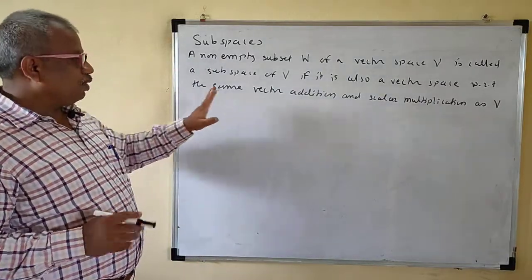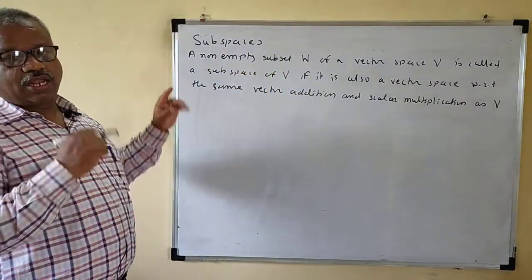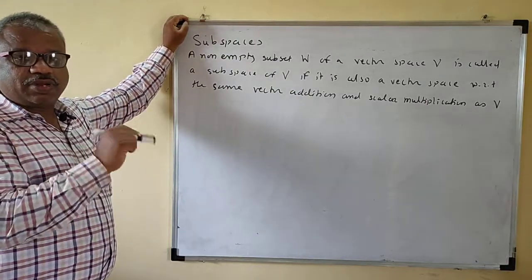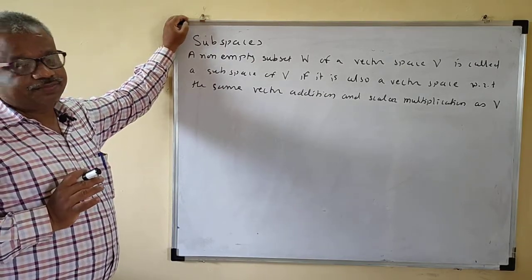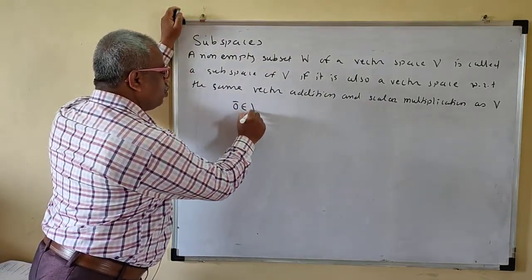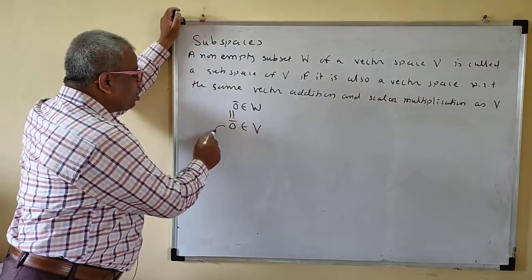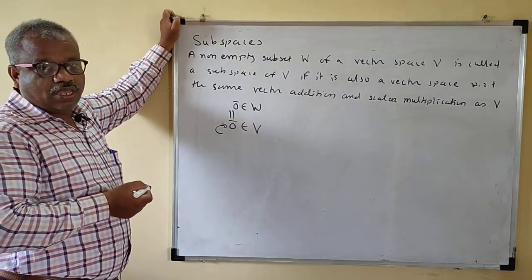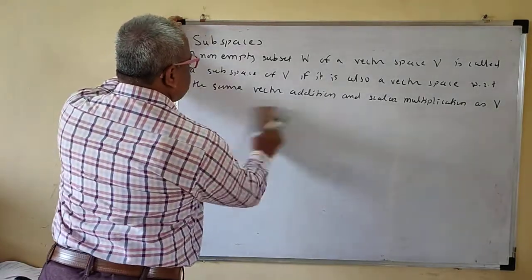So whatever operations are defined on V are also defined on W, and W should be a vector space with respect to that addition and scalar multiplication defined on V. W being non-empty is important here. One thing to note is that the 0 vector of W and the 0 vector of V are the same. Whatever the 0 vector of V is, that is also a vector in W. The same holds for the negative vector also. This is very important here.